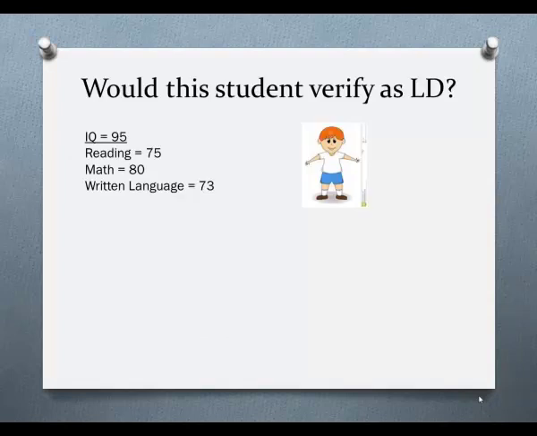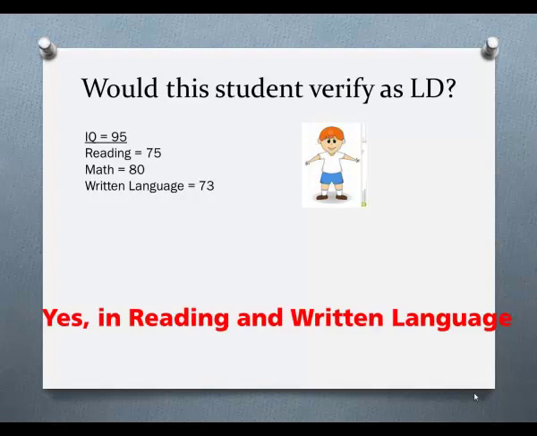So would this student verify as LD? This student has an IQ of 95, reading standard score of 75, math of 80, and written language of 73. Well, yes, in this case, the child would qualify in reading and written language. There is a 20-point discrepancy between those scores and the IQ score of this child.